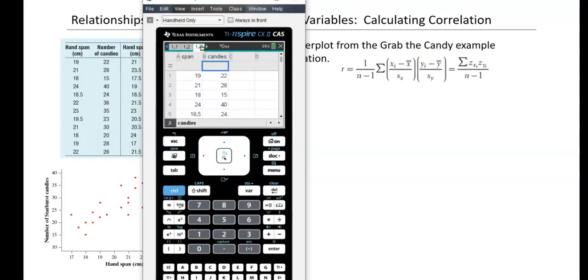Okay, so I'm going to use this formula. Let's go step by step. What this formula is saying, if you look at the right here, is you take x1, which are all the hand spans, the different values like 19, 21, 18, subtract the mean of the span, divided by the standard deviation of the span. Take those numbers, multiply them by the same version of that for y, sum all of those up, that's what that sigma means, and then divide that total by n minus 1. We're going to do that step by step here.